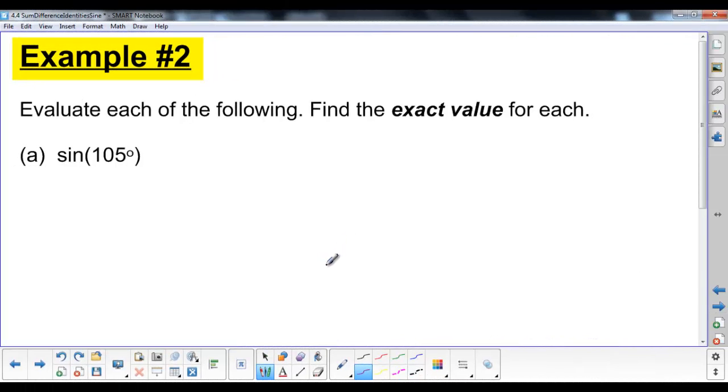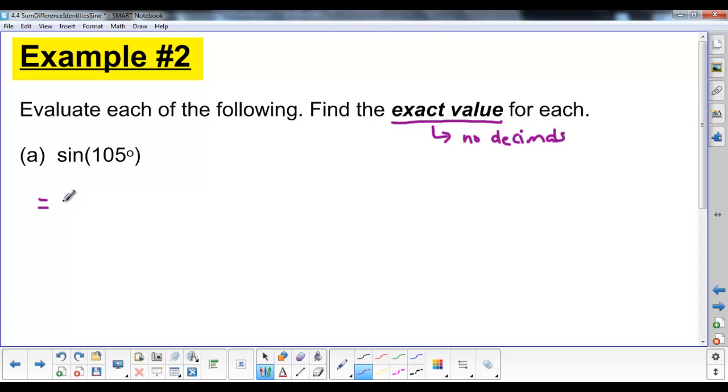Example 2 says evaluate each of the following and find the exact value. Okay, so when it says exact value, I don't want to see any decimals, which means you probably shouldn't be using your calculator for this. So sine of 105 degrees. What you would like to do is split up the 105 degrees into two angles that either add up to 105 degrees or subtract and give you 105 degrees. And those two angles preferably should be from your special triangles.